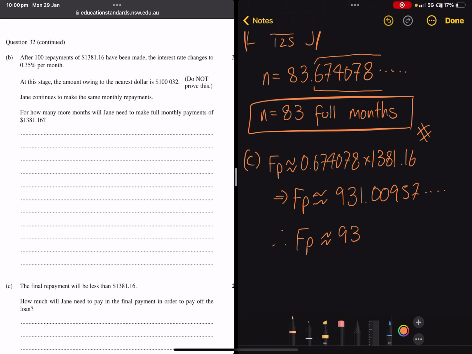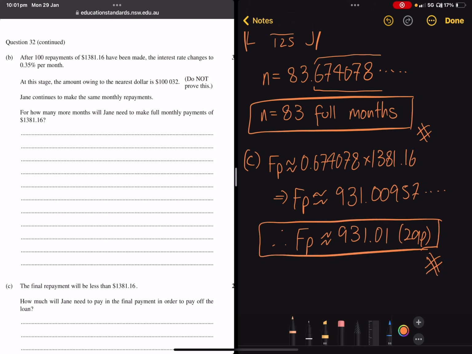Therefore, the final payment is going to be about $931. Could be $932 to cover any additional bank fees. Could be $931.01 if you're rounding to two decimal places. But this is the portion of the payment that she will have to make in order to pay off the loan completely under these new terms. So 83 full monthly payments, and one extra payment of about $931 or $932, depending on the rounding.